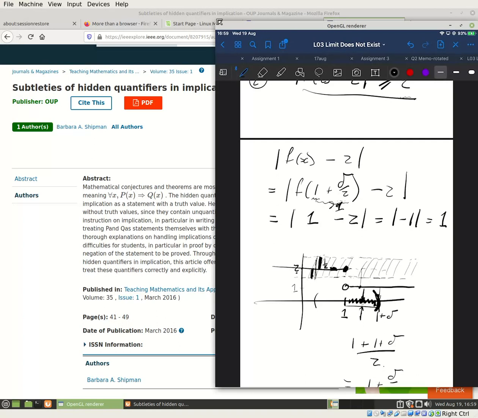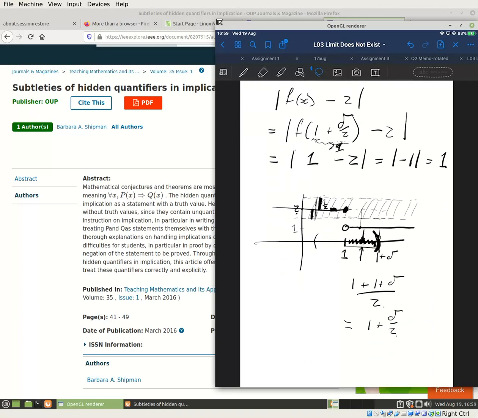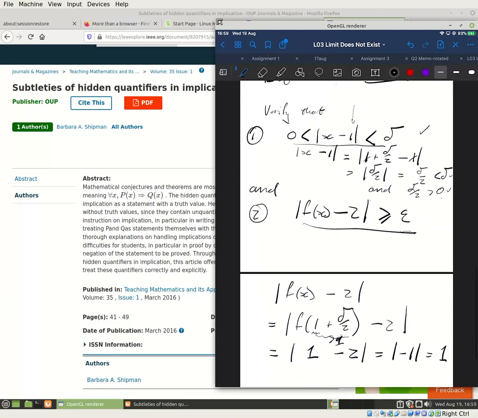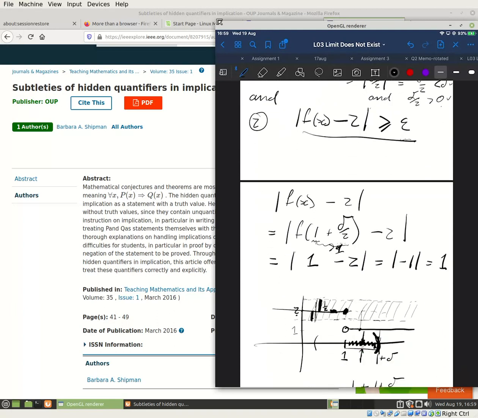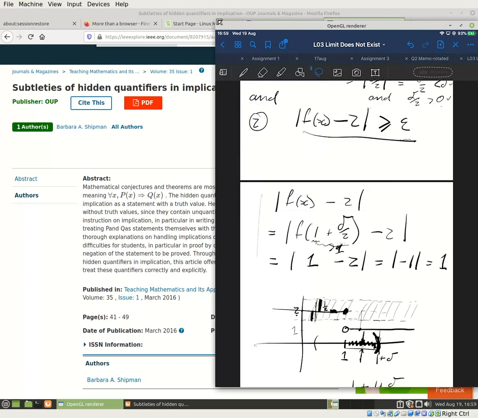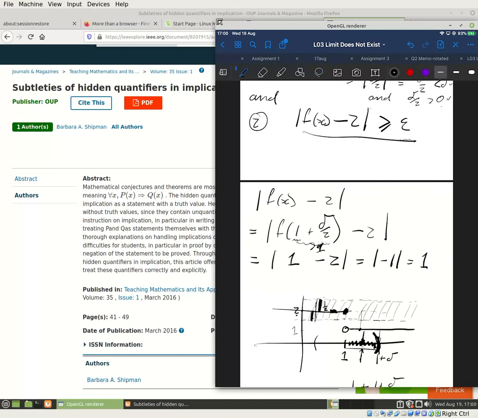Okay. However, how did we choose our epsilon? Our epsilon is equal to 1/2. But 1 is bigger or equal to 1/2. And now magically we're done.